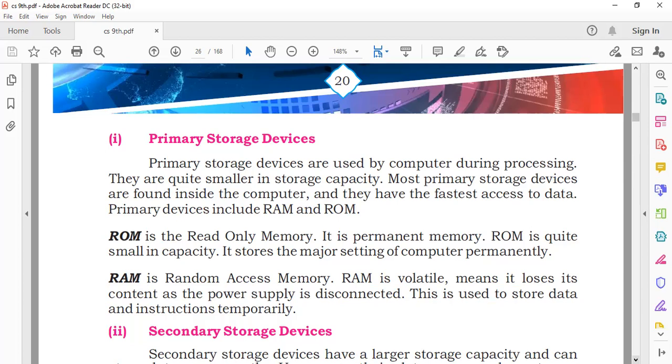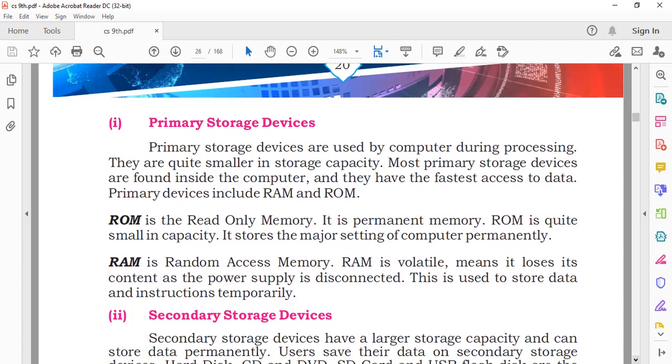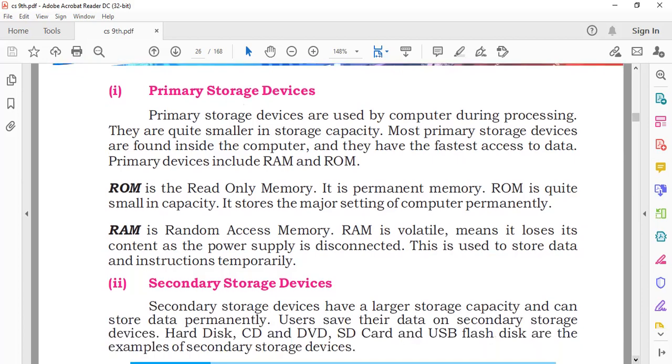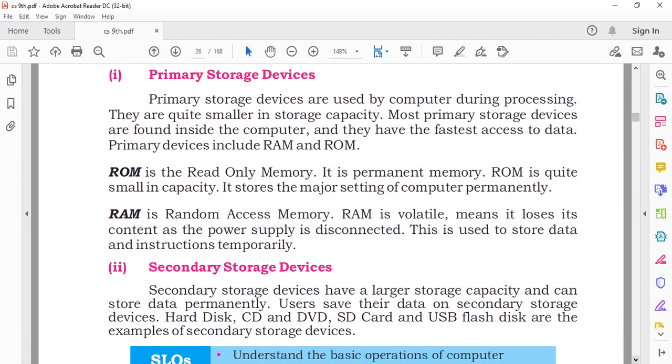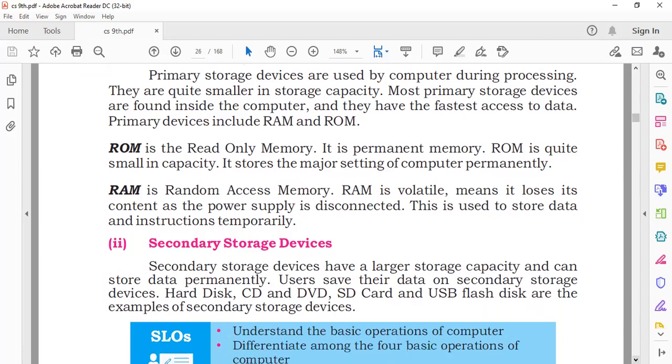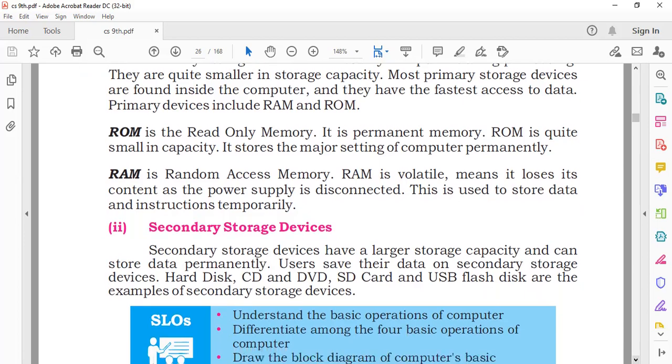Okay, so primary storage is used by your computer during processing, and it is quite small in storage capacity. As I told you before, it doesn't have a good capacity to store your information. Most primary storage is found inside the PC and has fast access, as I mentioned before. So primary devices include the RAM and the ROM, and you need to understand what RAM stands for and what ROM stands for.